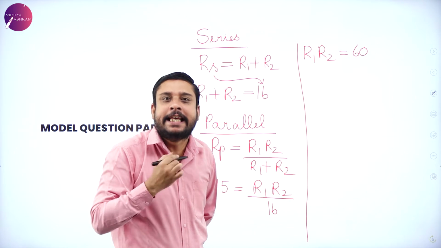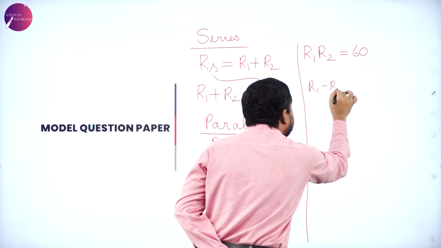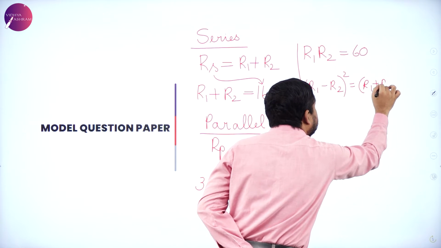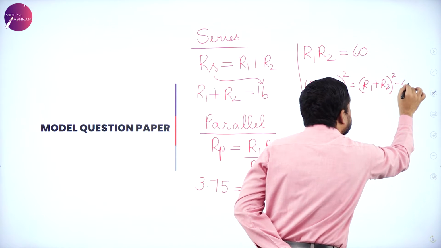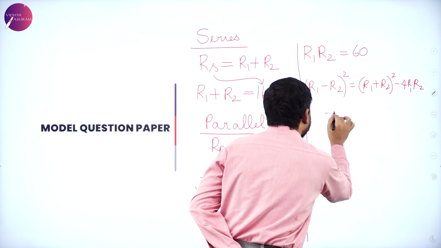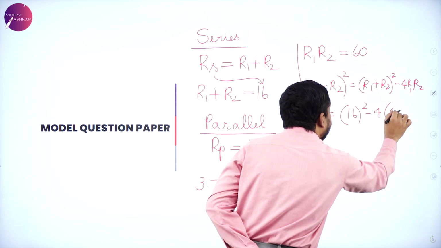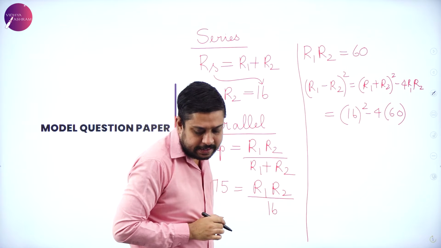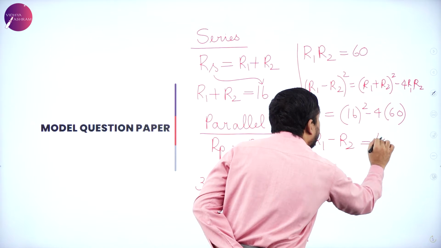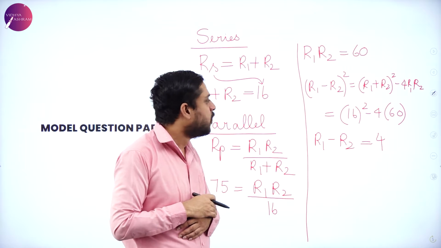Now, I will use the identity where R1 minus R2 whole square equals R1 plus R2 whole square minus 4 R1 R2. Now on substitution, this is 16 whole square minus 4 into 60. So on simplification, R1 minus R2 is equal to 4. Now I have R1 plus R2, which is 16.